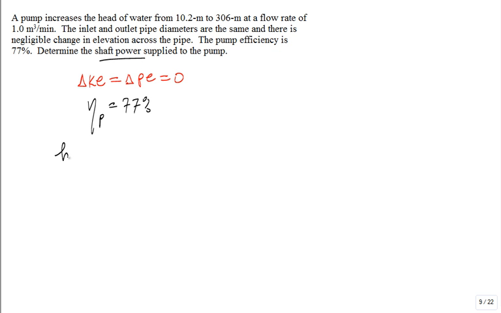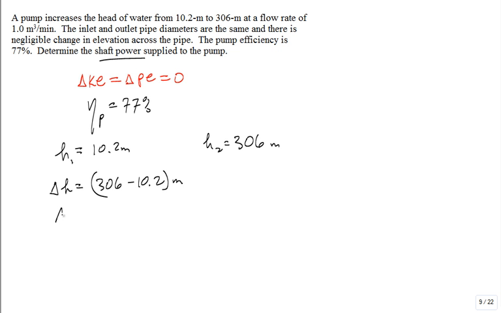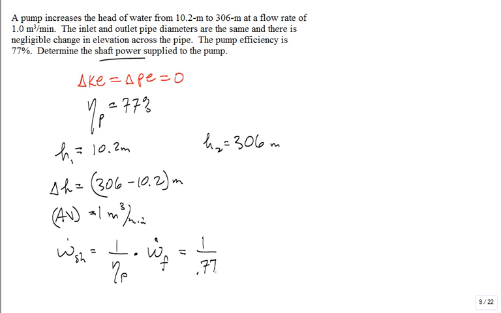So we have the head coming in, head 1, 10.2 meters. The head going out, 306 meters. And a flow rate of, so the delta H, just calculate that right away. Yeah, it's 306 minus 10.2 meters. And the volumetric flow rate is 1 meter cubed per minute. And so determine the shaft power. W dot shaft is going to be 1 over the efficiency of the pump times what gets into the fluid. And so 1 over the 0.77.